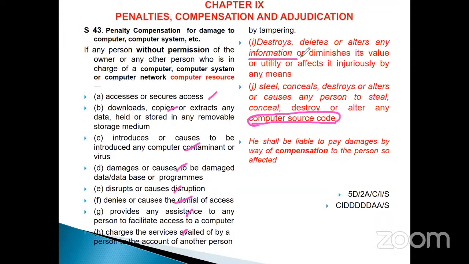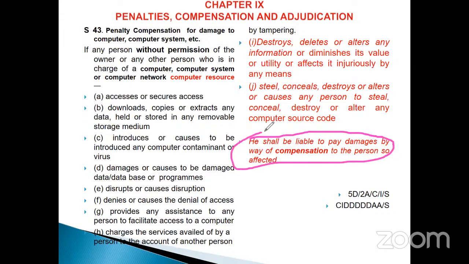Now all these are considered to be an offense. There is no penalty as such mentioned here, but one thing mentioned is that he shall be liable with damages by way of compensation. Because of any activity mentioned here, if you incur any loss, that can be set right. That's what is mentioned here, compensation. But the penalty is given in section 66. We are going to see that soon.